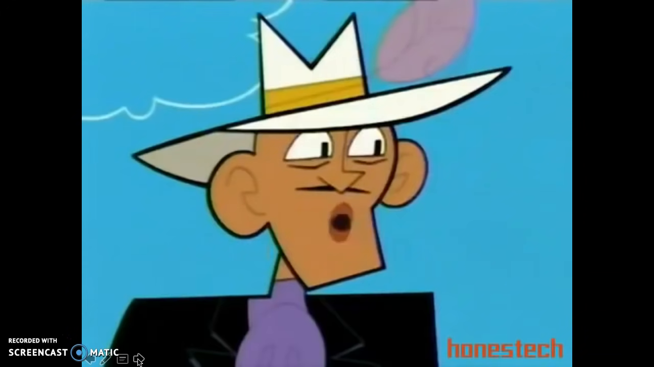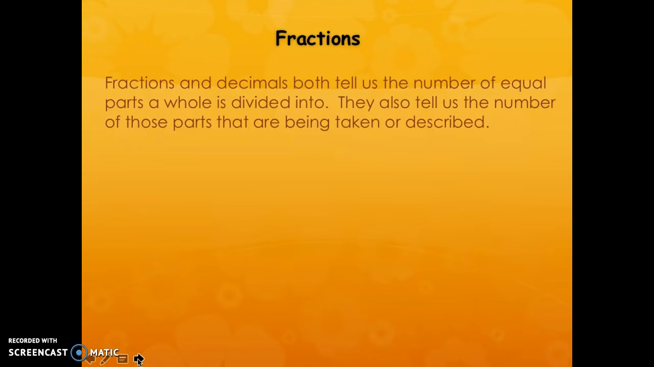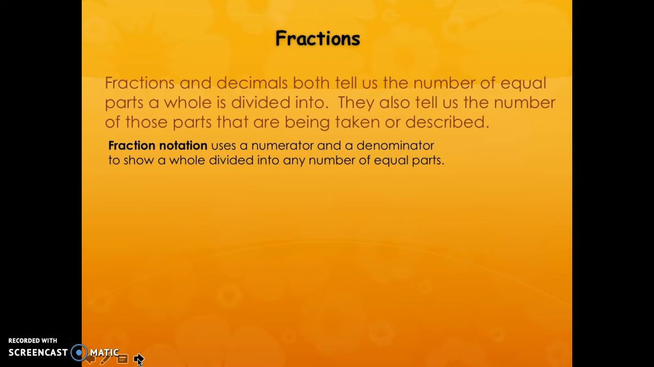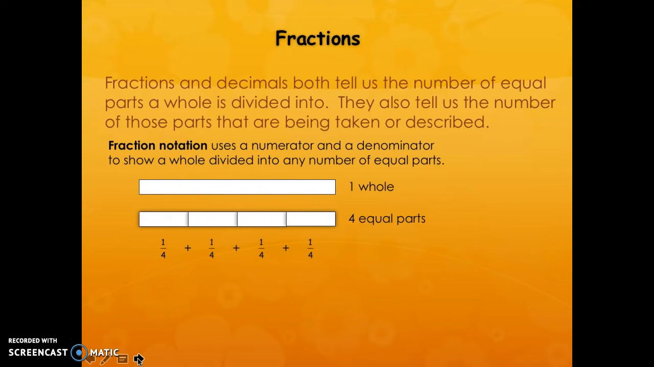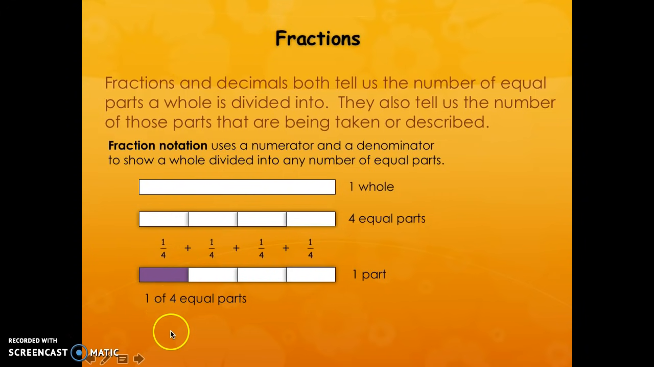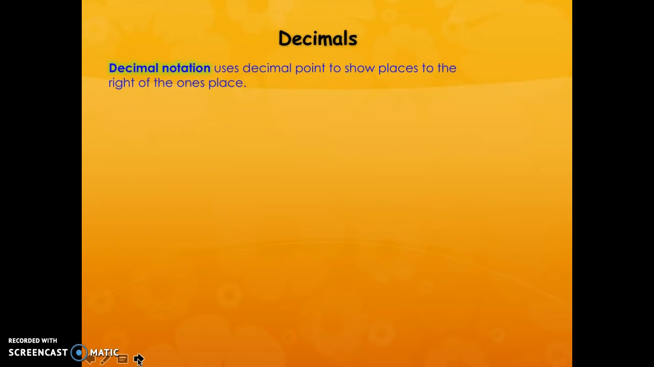Say what? I know, right? So let me show you what I mean. So fraction notation uses a numerator and a denominator, like you've already learned, to show a whole divided into any number of parts. So remember, when we have a whole, we divide it into parts. If it's 4 equal parts, our denominator is 4. When we're talking about just one of those parts, it's 1/4. Now, decimal notation uses a decimal point to show the places to the right of the ones place.